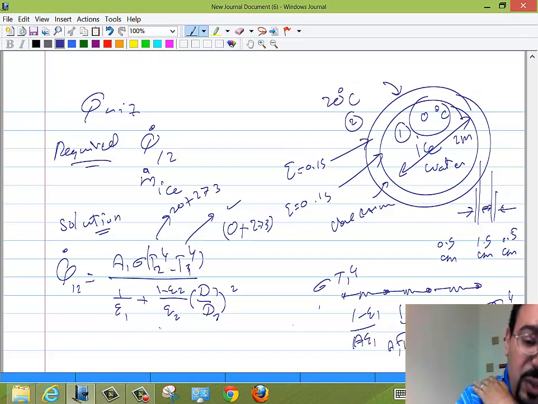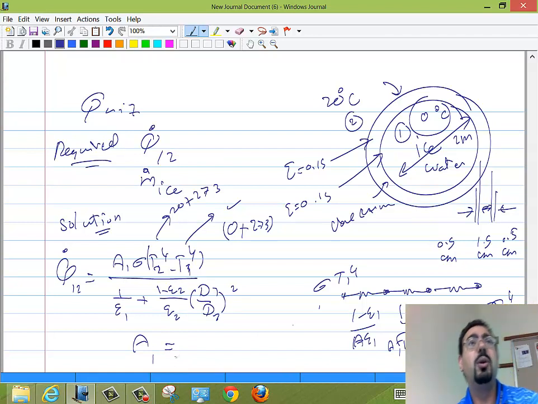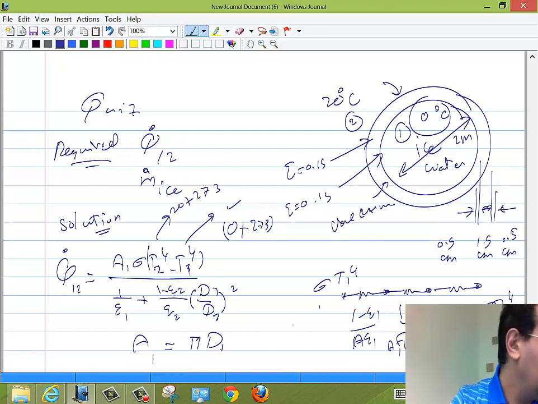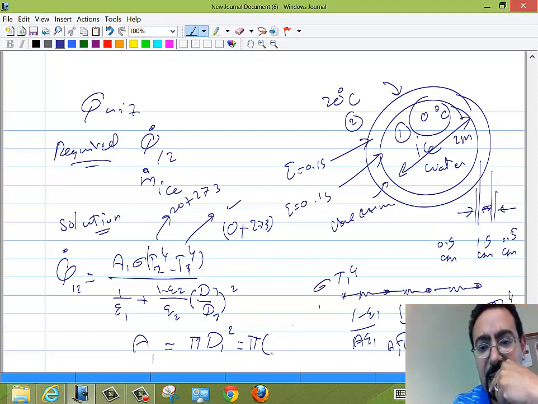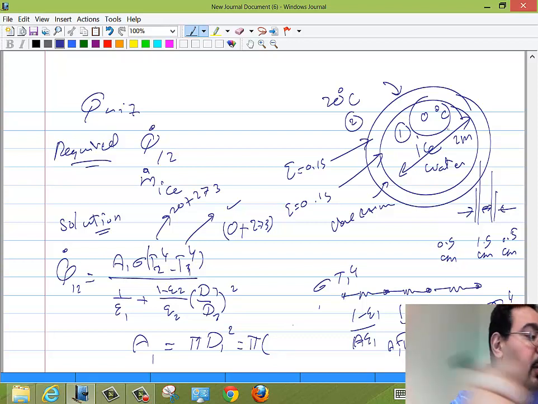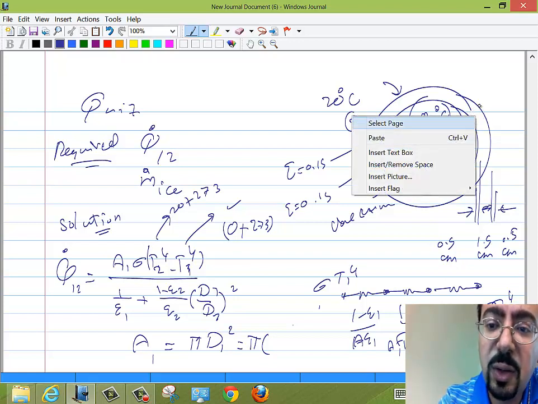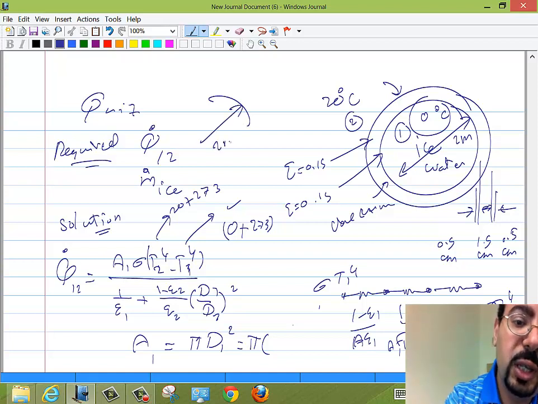All right, and the area of the sphere is, what's the area of the sphere? 4 pi r squared, or pi D1 squared. So that's pi multiplied by what's the diameter? It's 2 meters, that's in the drawing. If you look at the drawing, 2 was the inner surface, and then there was this shell, and that shell was 0.5 centimeter.